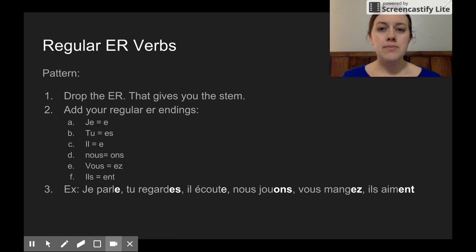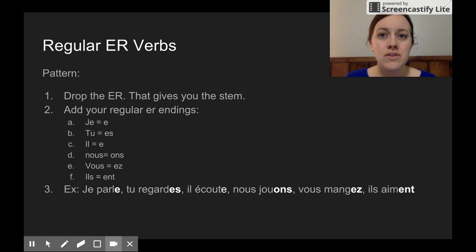So we've already talked about regular ER verbs for the last few weeks. So let's go ahead and review that real quick. So the pattern for regular ER verbs, the first thing you're going to do is drop the ER. The second thing is then you're going to add the correct ending depending on what your subject and pronoun are.